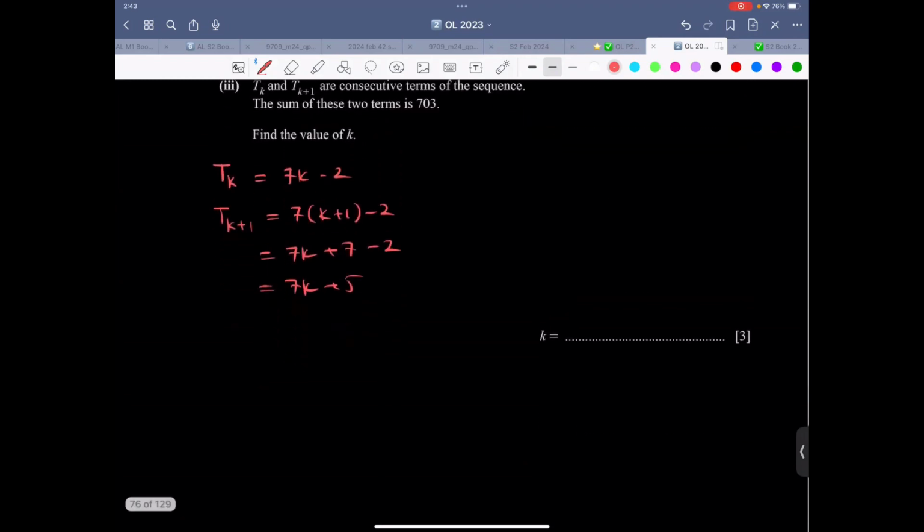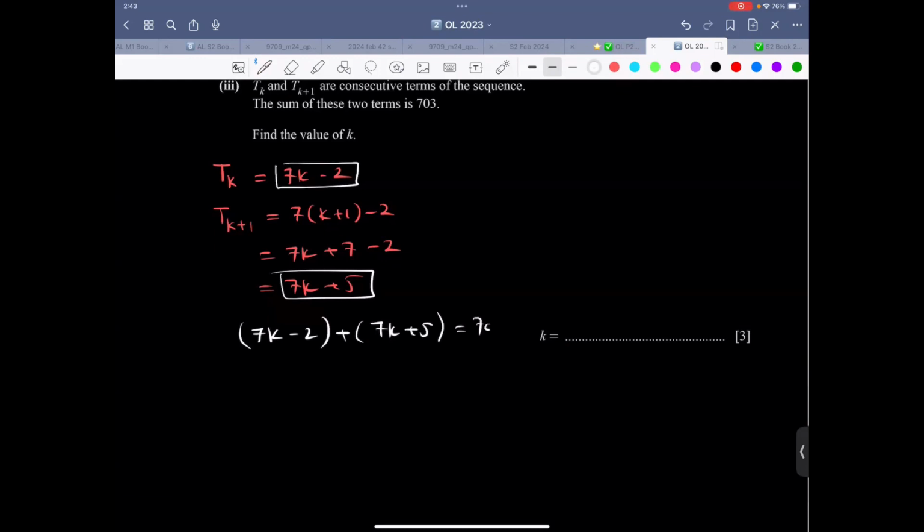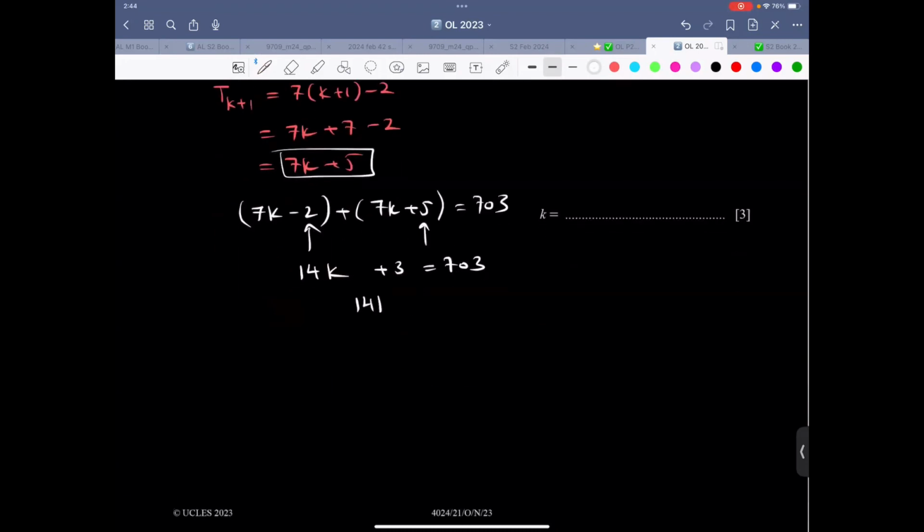So the sum of these two terms is 703. So this is Tk, this is Tk plus 1: 7k minus 2 plus 7k plus 5 is equal to 703. Negative 2 plus 5 is plus 3. 7k plus 7k is 14k, plus 3 is 703. 14k is 700.